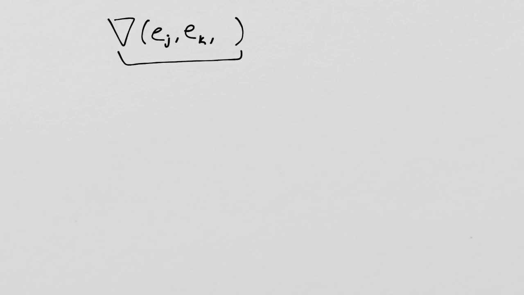In fact, you can use this notation to look at something like this: E, J, E, K, and leave the last slot blank, right? And this object here has to end up being a vector. That notation would be this vector. And so that vector has components. Well, what are those components going to be?